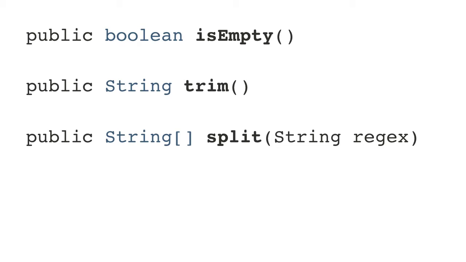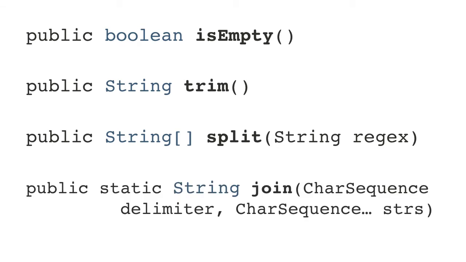The split method makes it easy to break a string up by a regular expression pattern and returns the pieces as a string array. A common use case for this method would be taking a sentence and splitting it by the spaces to return the words. Finally, the join method will do the opposite of split. This method will take a bunch of strings and combine them into one string separated by the given delimiter.